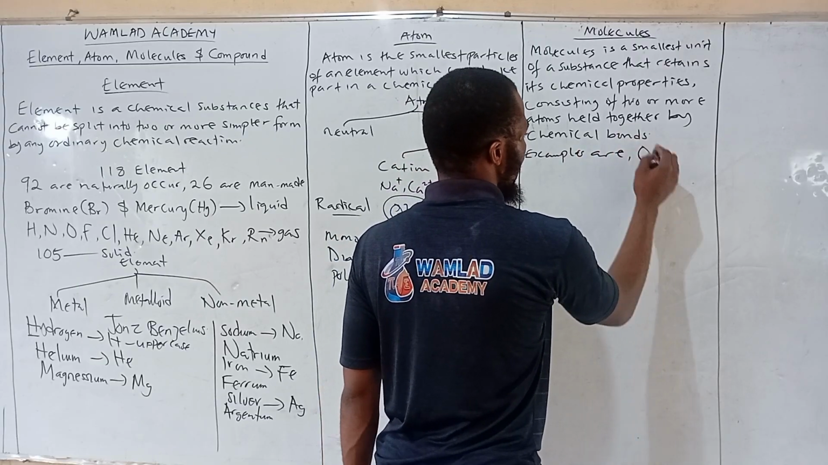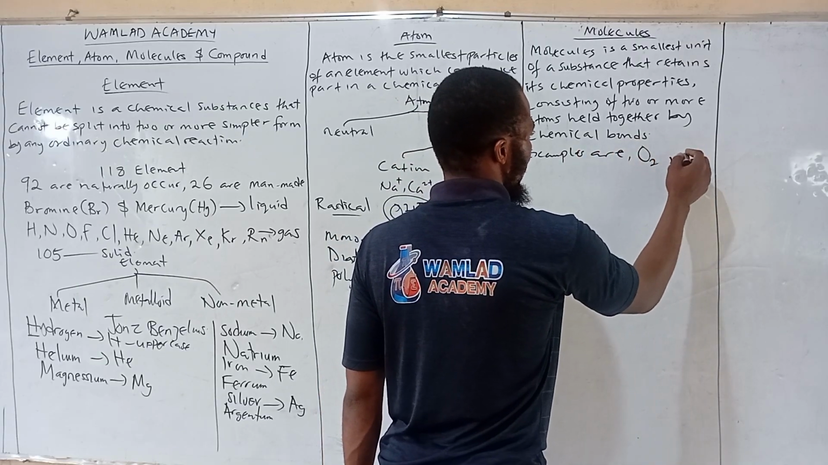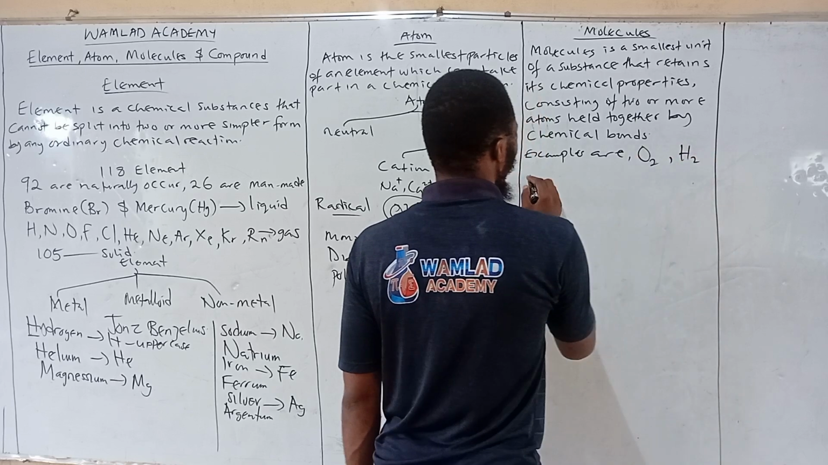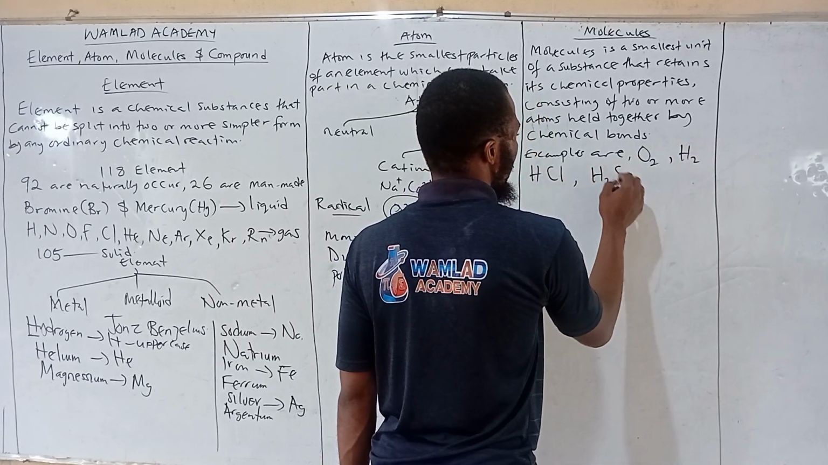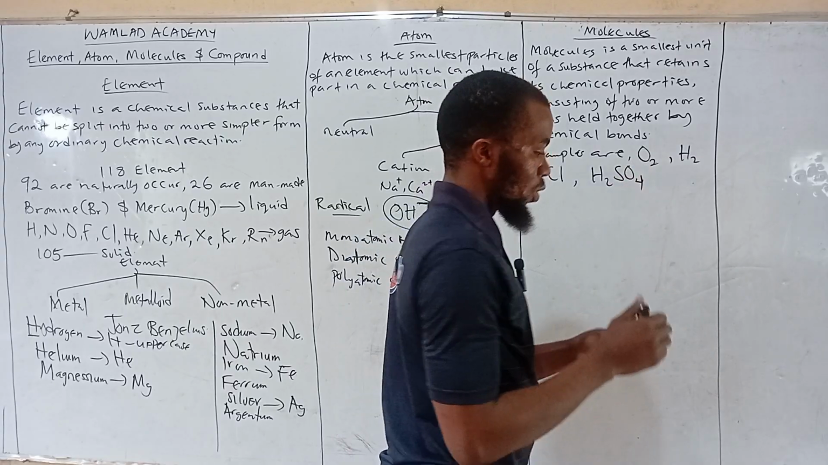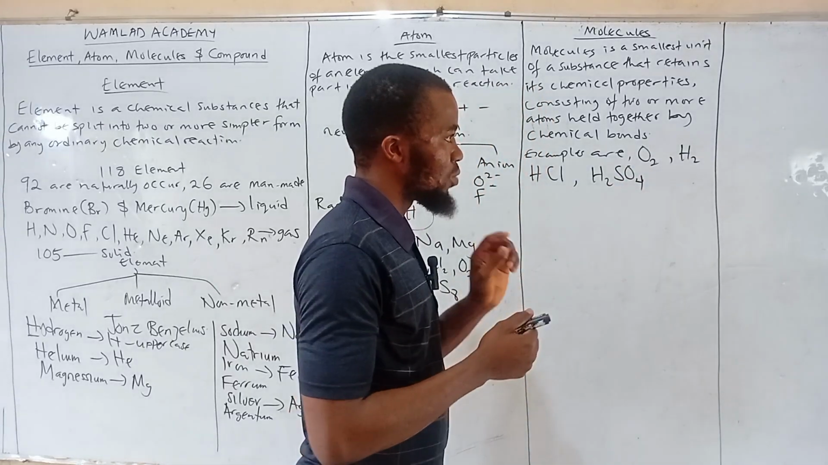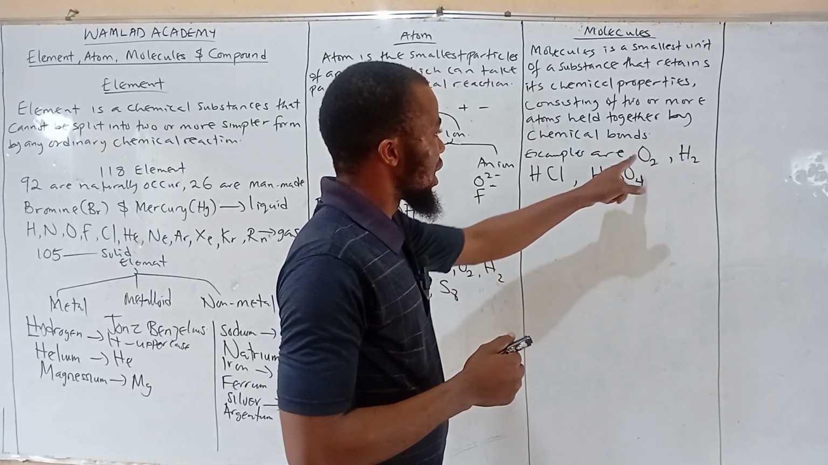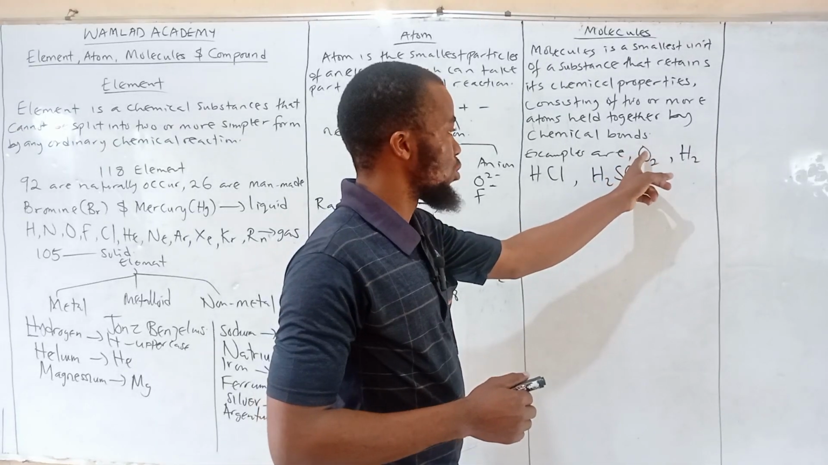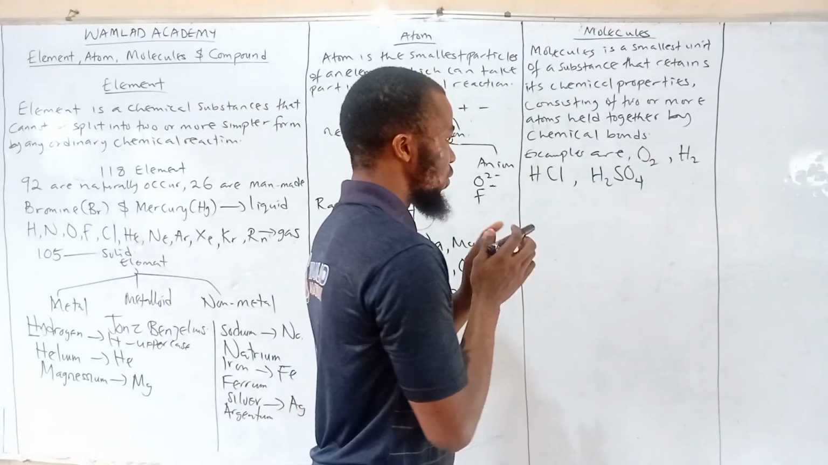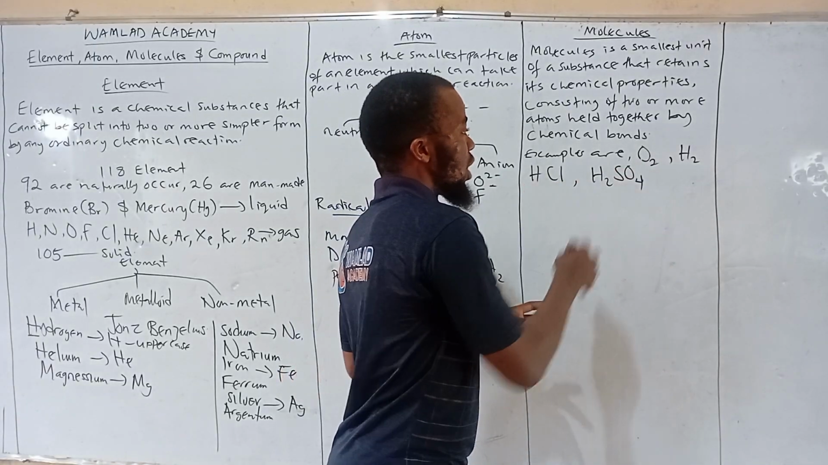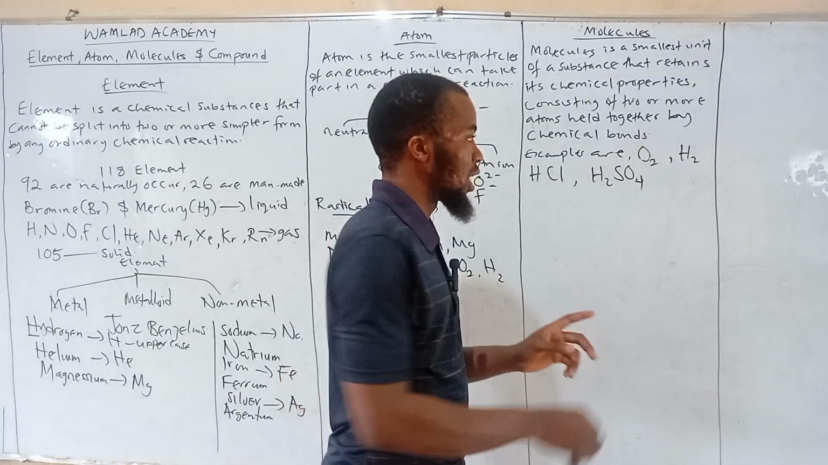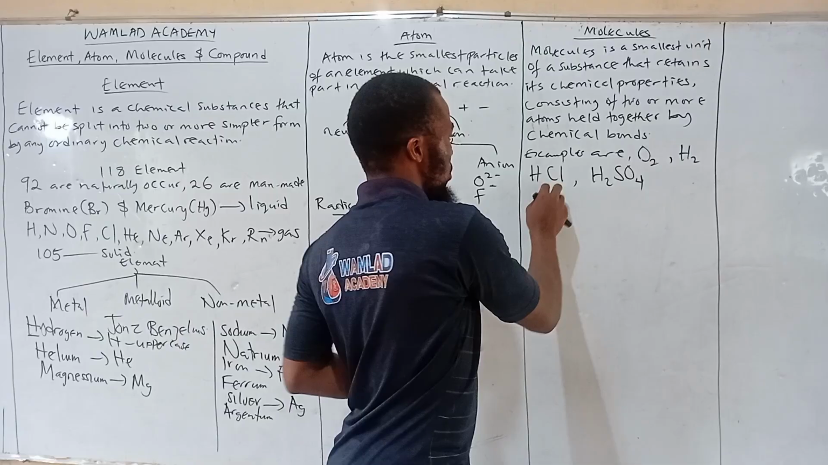Examples of molecules are: we have the oxygen molecule, you have hydrogen molecules, you have one molecule of HCl, you have one molecule of H2SO4. So it does not mean that when I talk about a molecule, it must be an element or must be the same atom. No, you can have different atoms that form a molecule. So this one is a molecule, this one is a molecule.